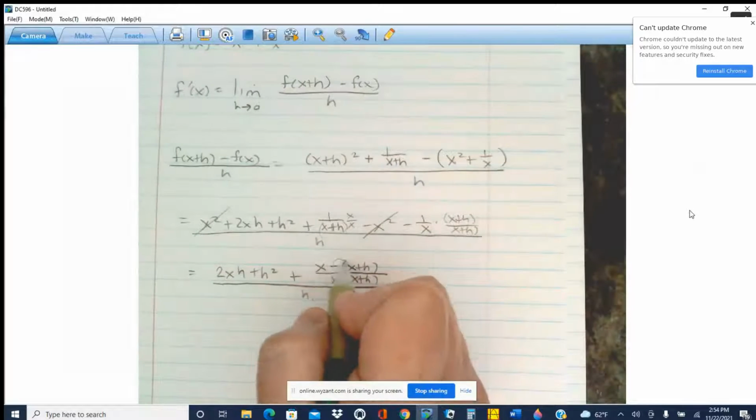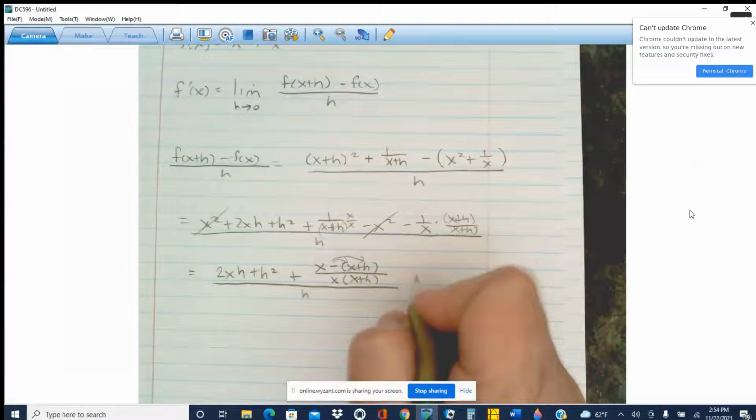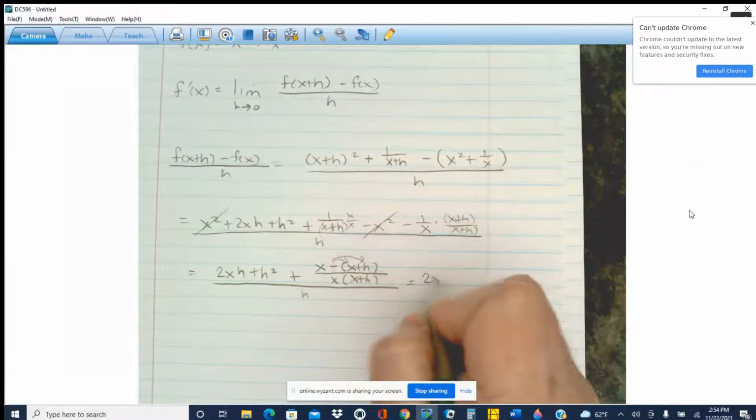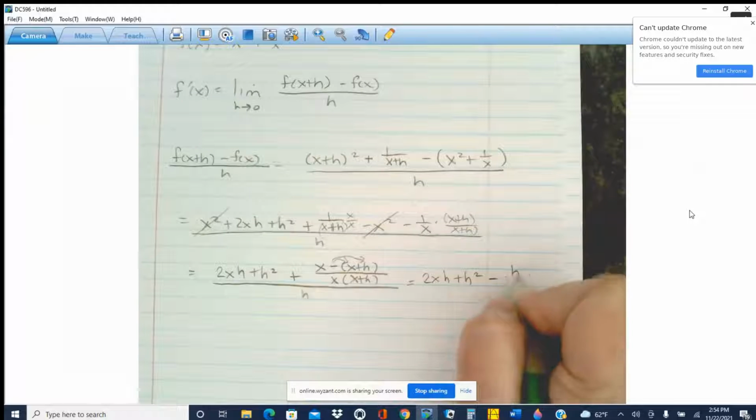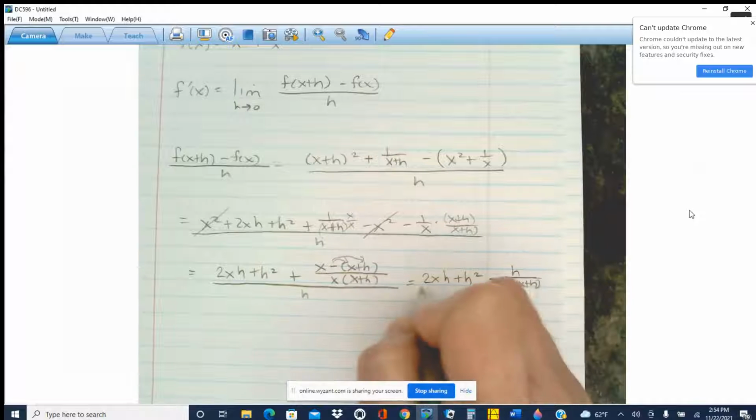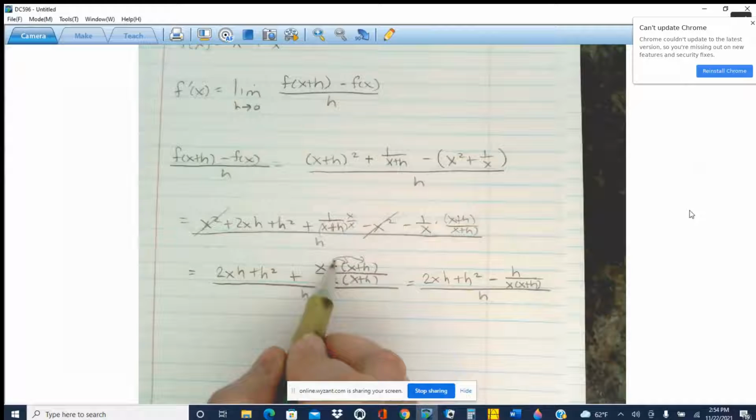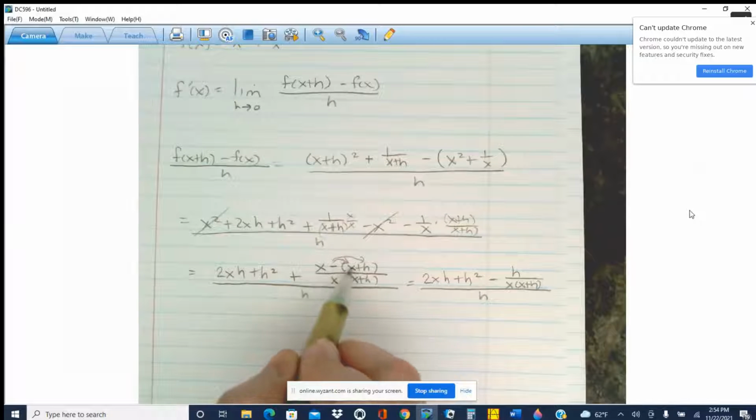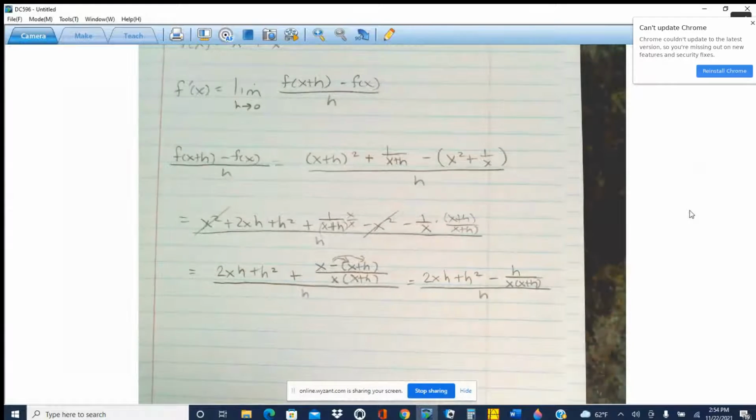Now when I distribute that negative, I'm going to get an x minus x. They're going to cancel out. I'll get a negative h. So what I get here is 2xh plus h squared minus h over x times x plus h, and that's still all over h. Okay, so again, I distributed the negative and I got x minus h. The x minus x canceled out, leaving me with the negative h, and that negative is right there.